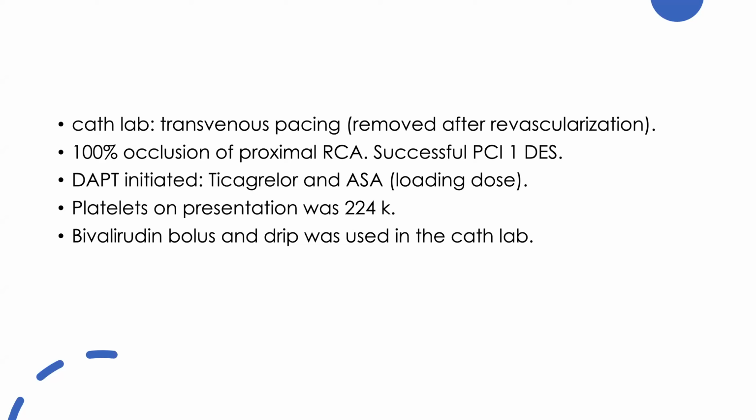She received aspirin and ticagrelor. Her platelets on presentation were 224K. She was given a bivalirudin bolus, and a drip was started. Bivalirudin, or Angiomax, is an alternative agent that can be used for anticoagulation. It's not the widely used one, which is heparin.